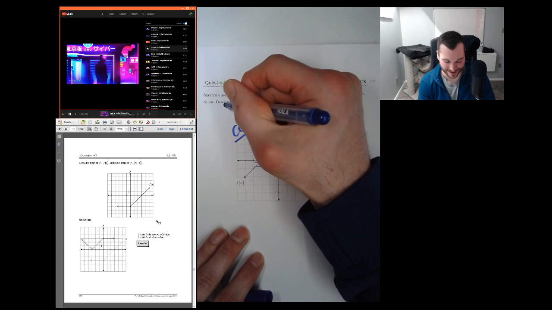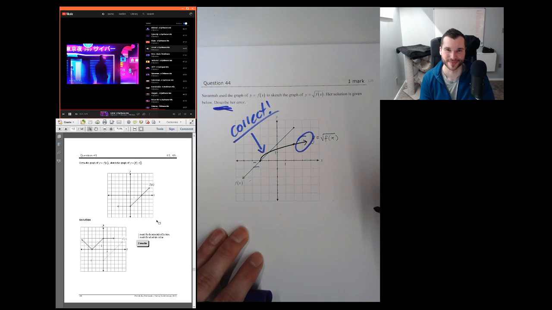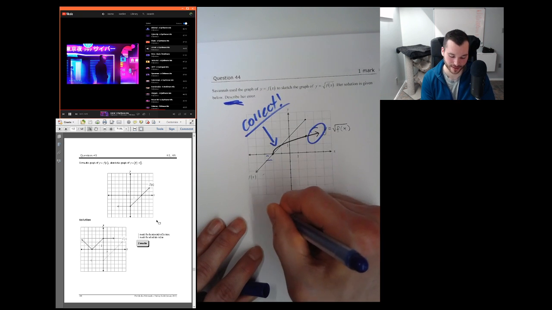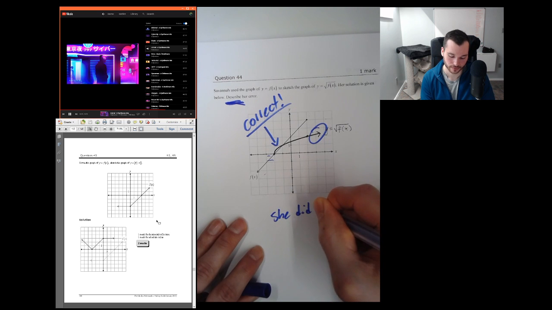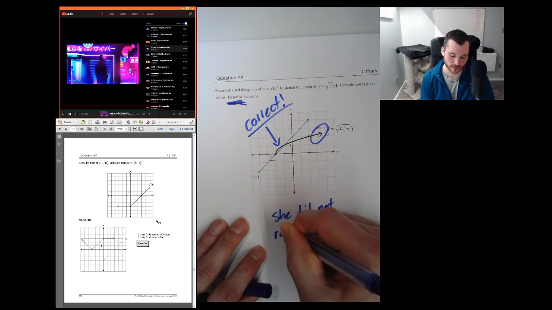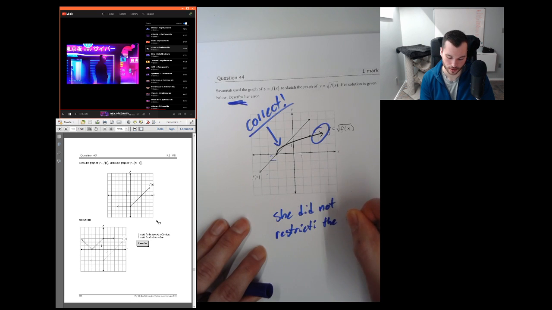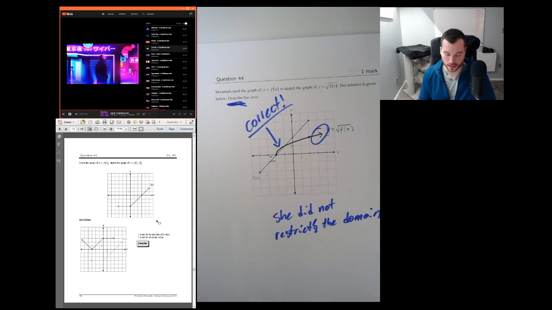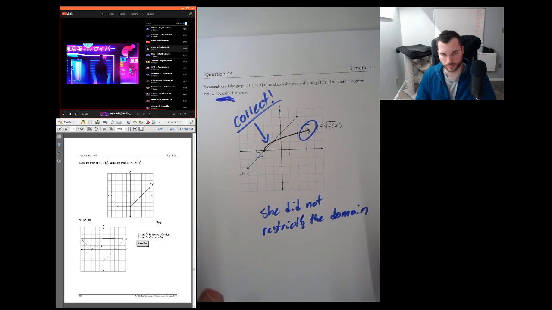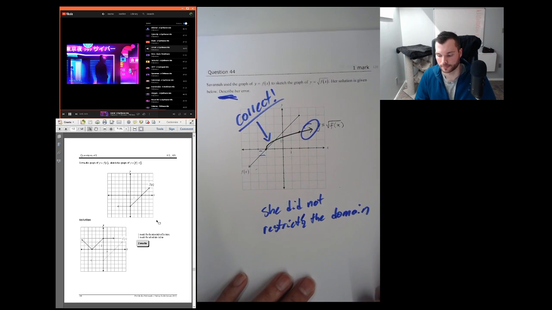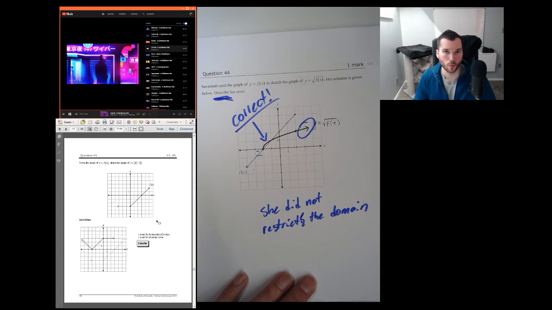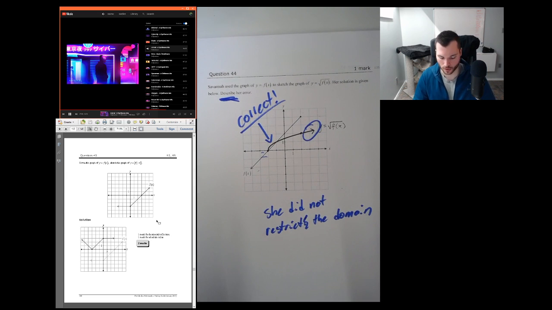describe her error. She did not restrict the domain. You could put some other stuff too. You could say she continued the graph on past where f of x was cut off, or when f of x ended, she continued on the graph.